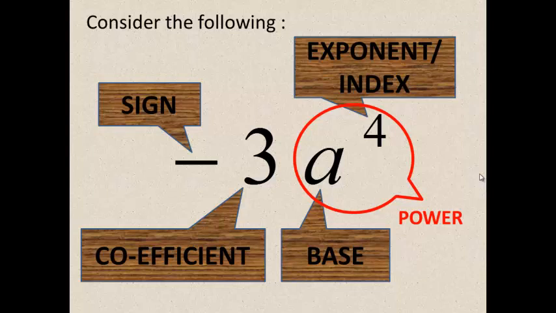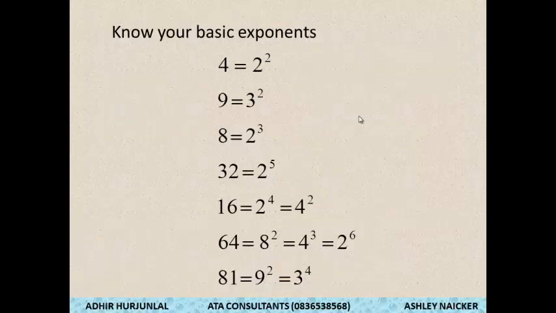Whenever we see expressions, we need to understand that this is the way an expression can be written. Just to go over it again. That's the sign. This is the coefficient. This a is the base, which you will hear me referring to quite often as the base. This is the exponent or index, and this whole part here is the power.